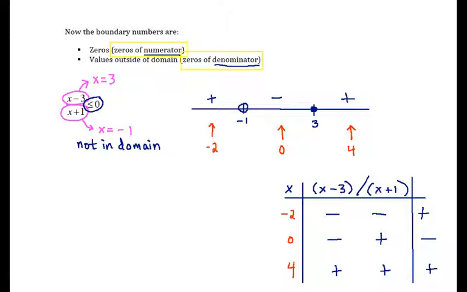I will now think about what intervals to include. This inequality says less than 0. Numbers that are less than 0 are negative. So I'm only going to include the one negative interval here, which goes from -1 to +3. I know that it excludes -1 because -1 is not in the domain, and I know that it includes 3 because 3 is a 0. So I am now ready to write my solution set as the interval from -1 with a round parenthesis to +3 with a square bracket.